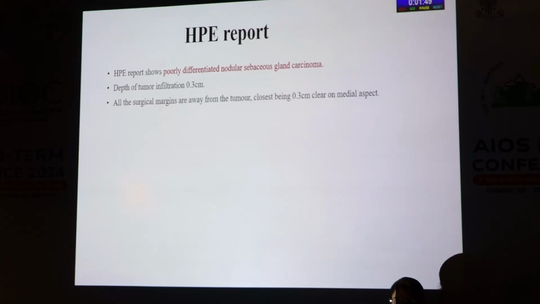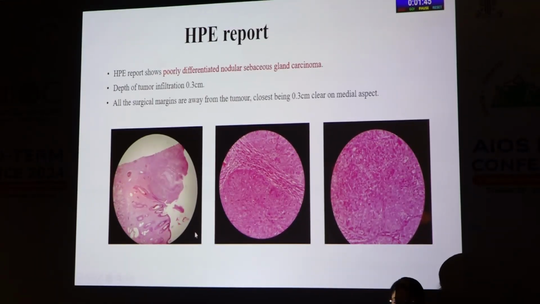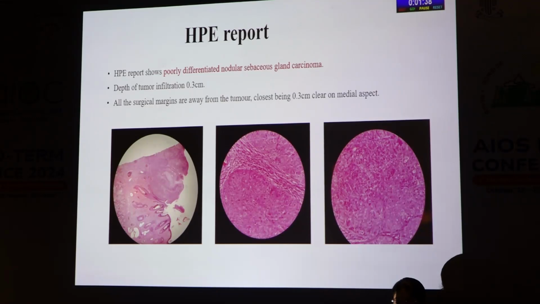The histopathological report shows poorly differentiated nodular sebaceous gland carcinoma, and the depth of infiltration was 0.3 cm, and all surgical margins are away from the tumor, the closest being 0.3 cm clear on the medial aspect. And this is 10 times, 40 times and 100 times magnification under the microscope.